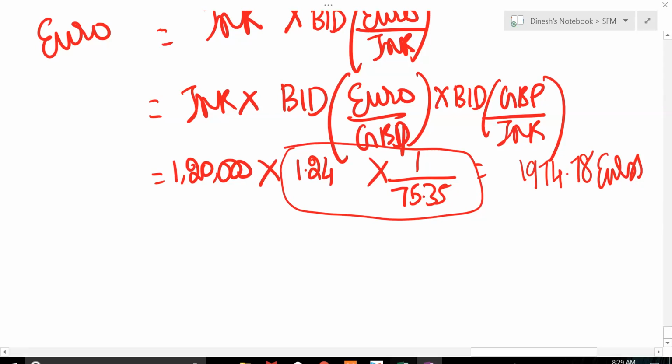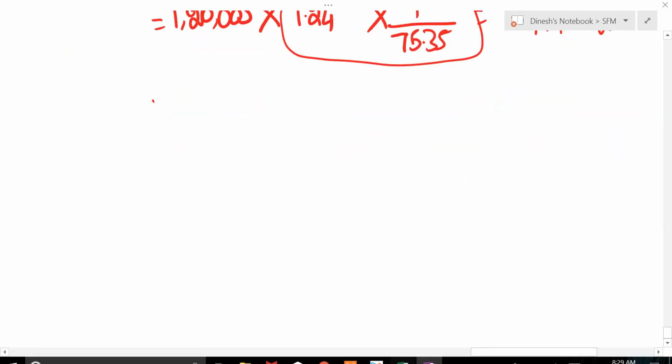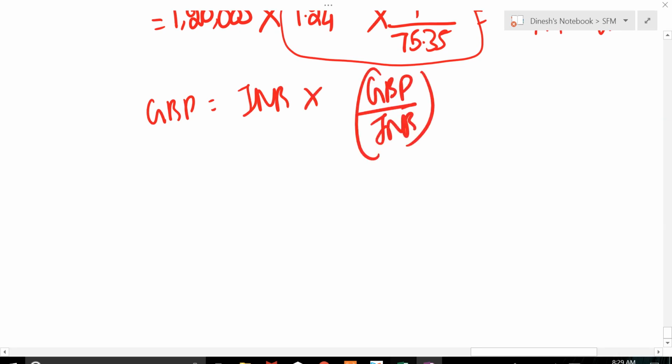With 1,20,000, if I have to go stage by stage, it will become too much calculation. That's why I didn't go by stage. In the first stage, it will be like this: GBP is equal to INR into GBP per INR. You will then decide whether you are buying, selling, bid, ask, all that will come into the picture. With 1,20,000, you will finally get something like 2,000 pounds or 3,000 pounds, some number, say 1,500 pounds.